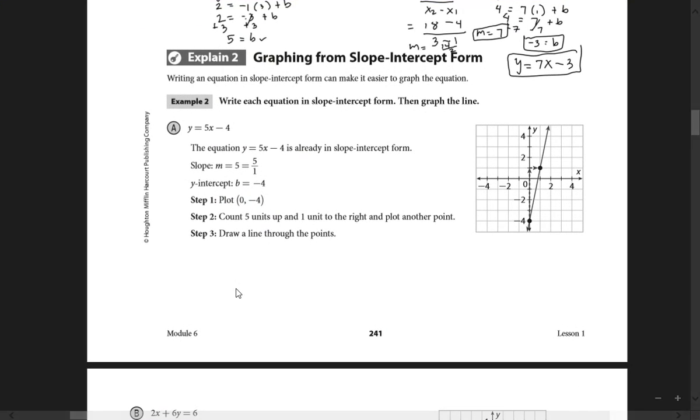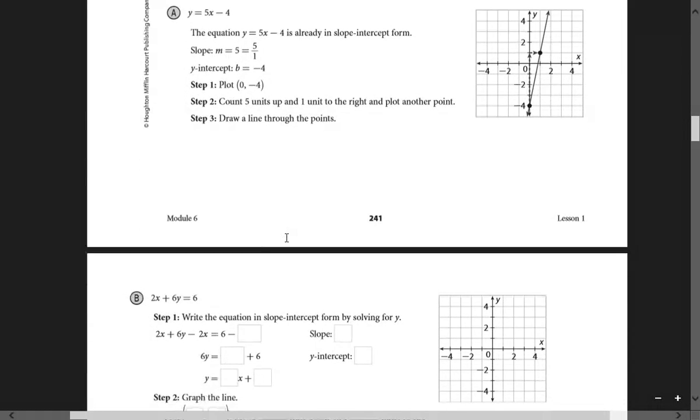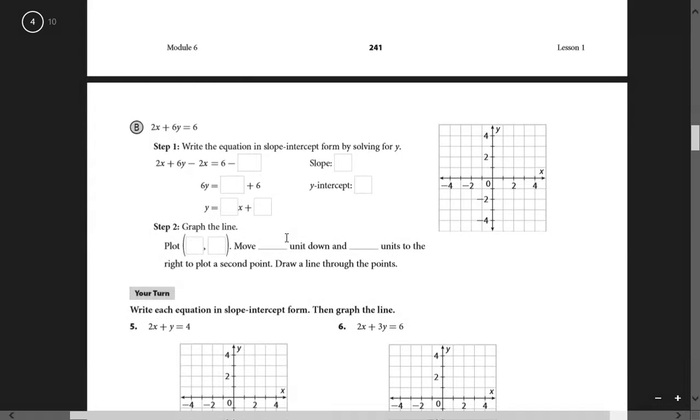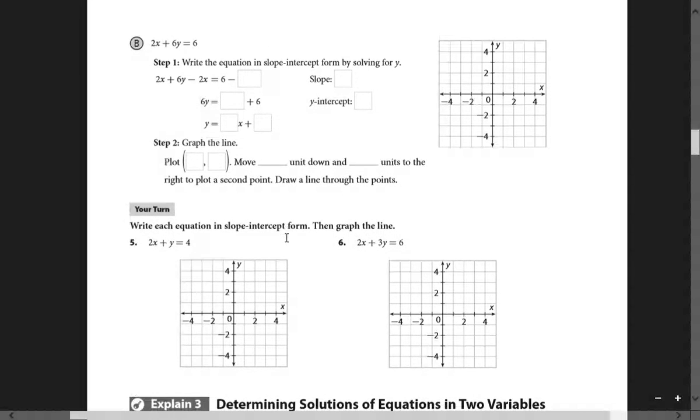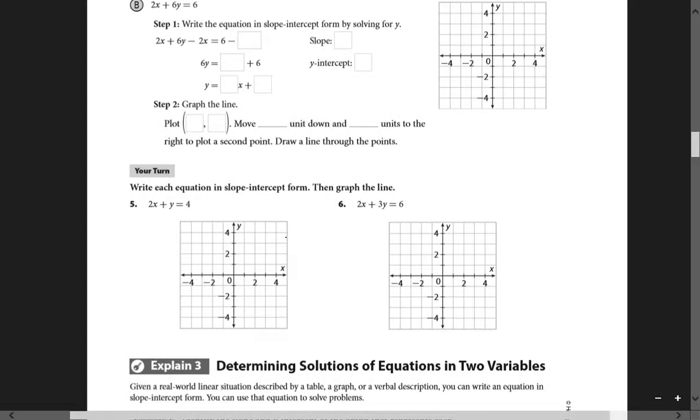Okay, let's go to example 2. Example 2 is how do you write slope-intercept form of the given graph, or if the given is the equation. So what I mean is the given is the equation, you have to write it in slope-intercept form, and then you have to graph. Okay, this is example 2. Let's explain your turn number 5.